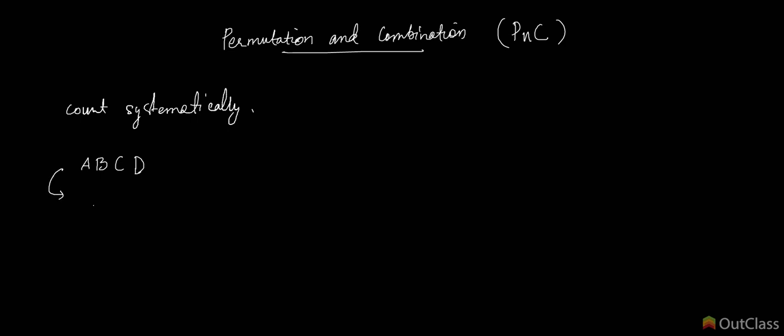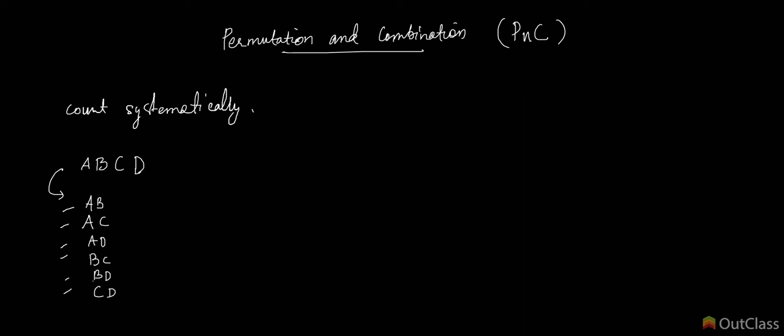You would tell me, okay, let's take them one by one. AB can be a team, AC can be a team, AD can be a team, BC, BD, CD. There are no other combinations possible. So you'll say there are 6 ways of selecting a team of 2 from this team of 4 people. That's all well and good. This is a very simple, small enough example where you can list them out one by one.